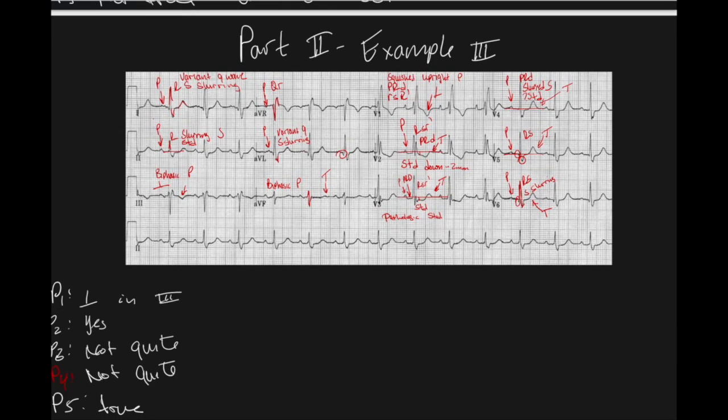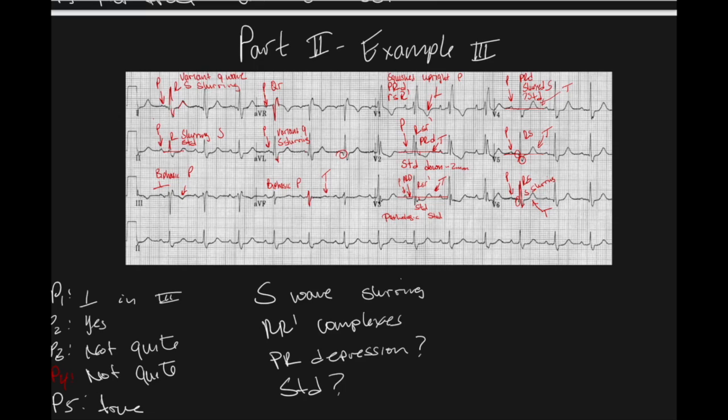So all in all, we seem to have some S wave slurring. We have lots of kind of R prime style complexes. Do we have some PR depression? Do we have some ST depression? So quite a bit going on in this 12 lead.